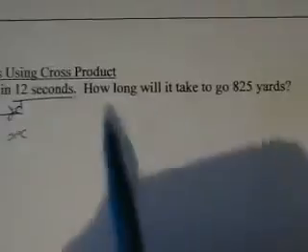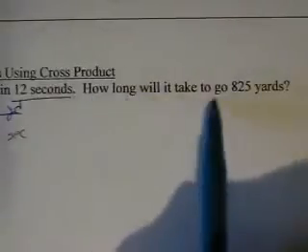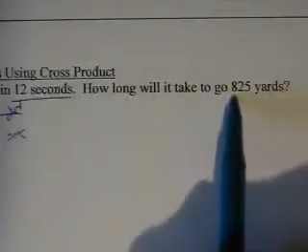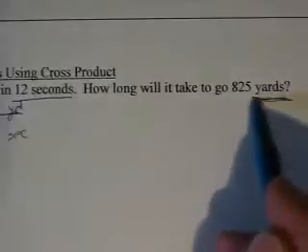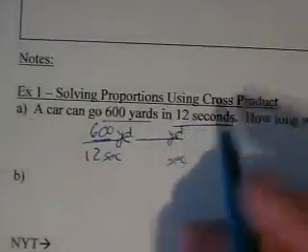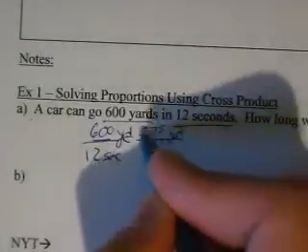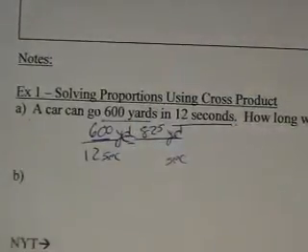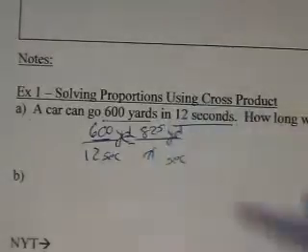Okay, now that all came from the first sentence. Let's read the second sentence. How long will it take to go 825 yards? 825 yards. Now we have our proportion. This would be our variable, the missing piece.